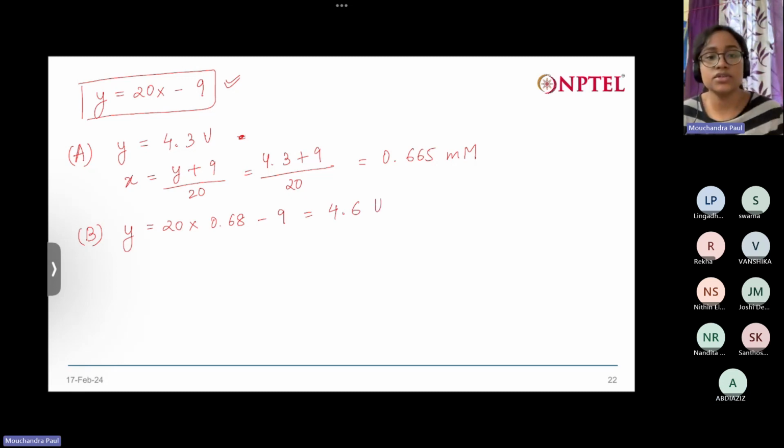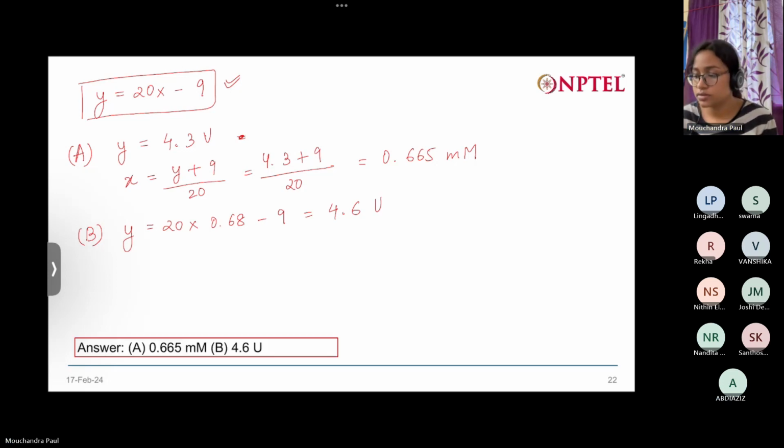So those of you who are doing it, did you also get the same values as me, or anything different, for part A and part B? Is there any query in understanding this particular question? The answer which I have obtained is correct. Have you also obtained the same answers?